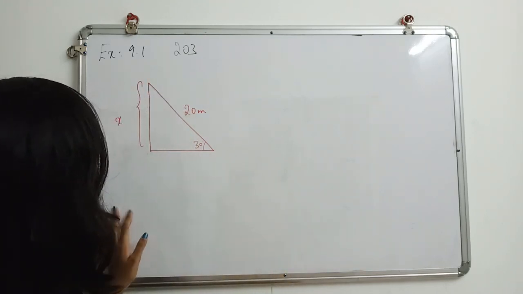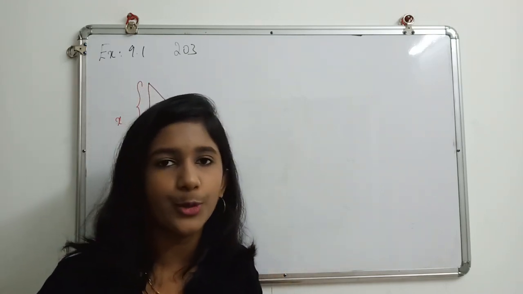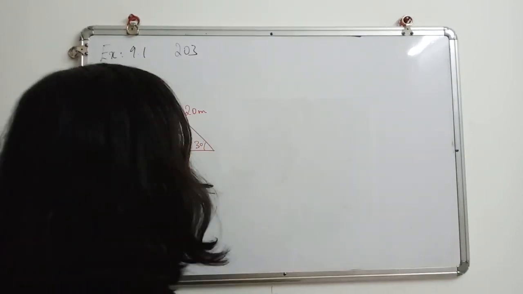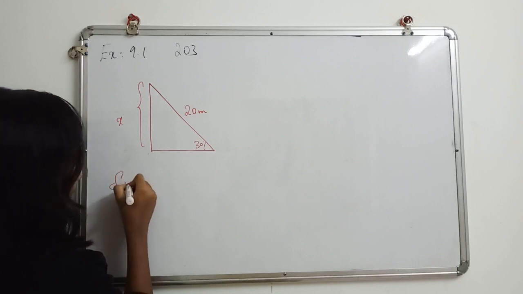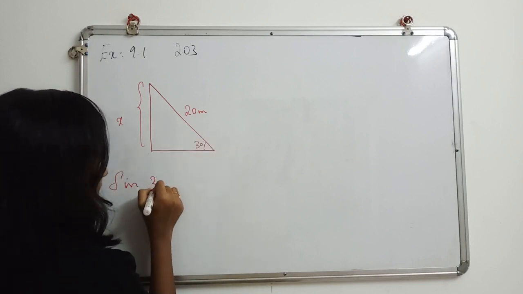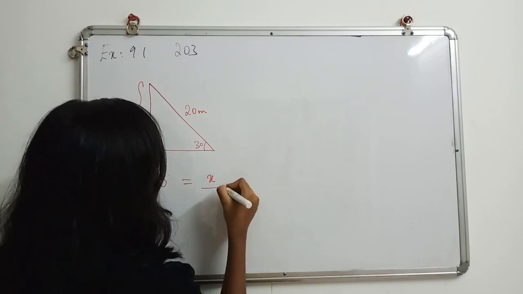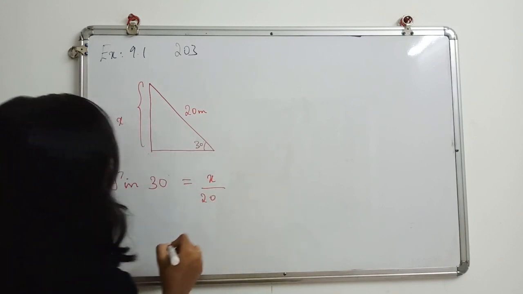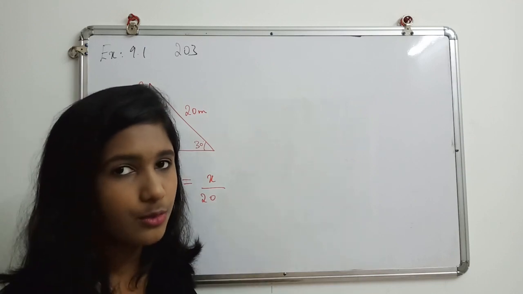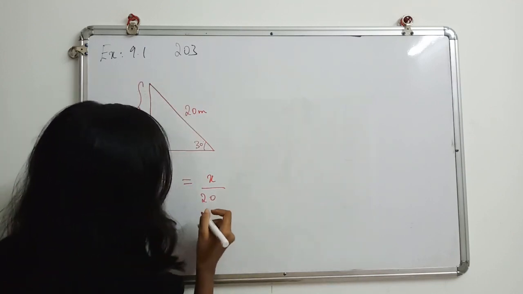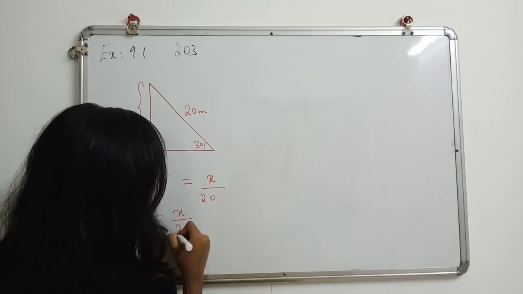Now we can take the ratio which has opposite and hypotenuse, that is sine and cosecant. So sine we can take. Now sine, and the angle is 30, so sine 30 is equal to opposite x divided by hypotenuse 20. Now sine 30 is 1 by 2 as we know. 1 by 2 is equal to x by 20.